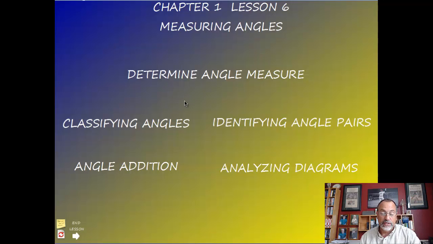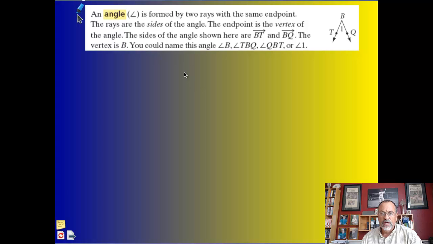in its small packages. So we're looking at angles, so we want to determine angle measure, classify those angles, identify some angle pairs. Those are relationships, again, that will allow us to write some mathematical expressions. We'll look at angle addition postulate, which is very similar to segment addition postulate, and then we'll look at analyzing diagrams. As we go through the year, there are some things that you need to be aware of when you're looking at diagrams in your book. So let's go ahead and tackle this first section, angles.